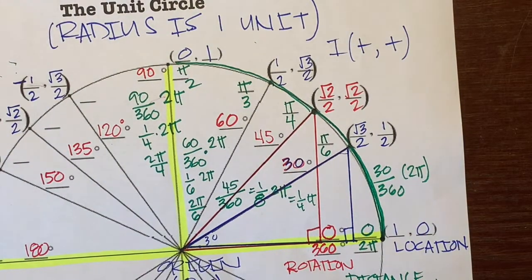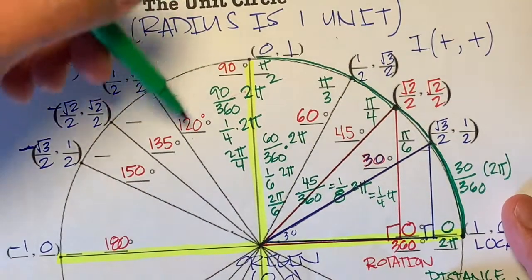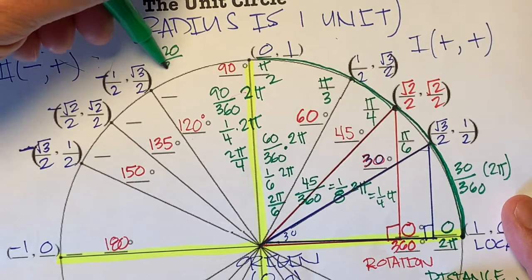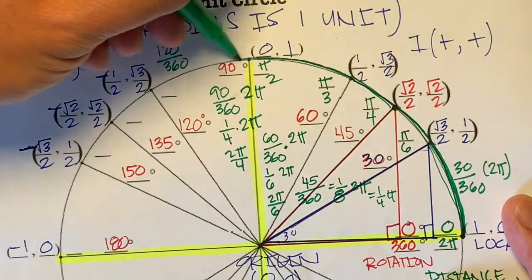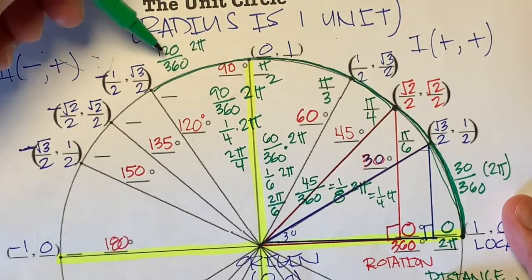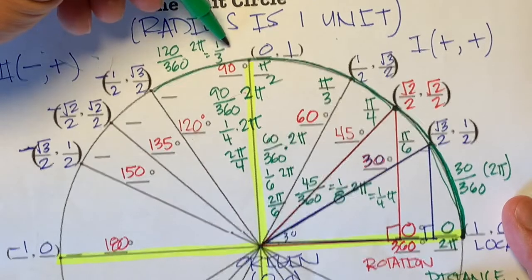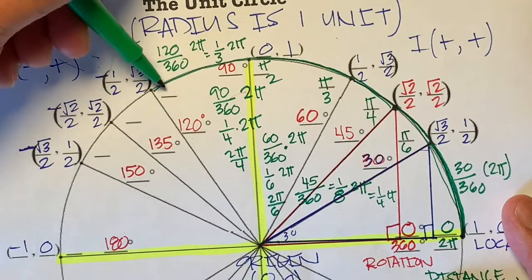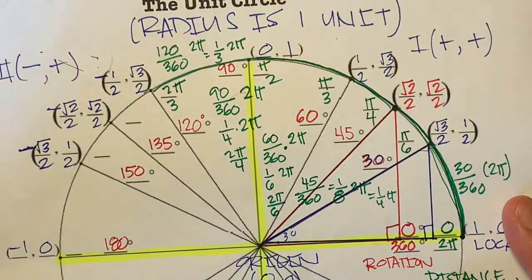Okay, and then this one right here. Let's do the work up here. 120 out of 360 degrees. So we're finding the distance from here all the way to here out of 2 pi. 120 out of 360 is 1/3 times 2 pi, which is just 2 pi over 3.